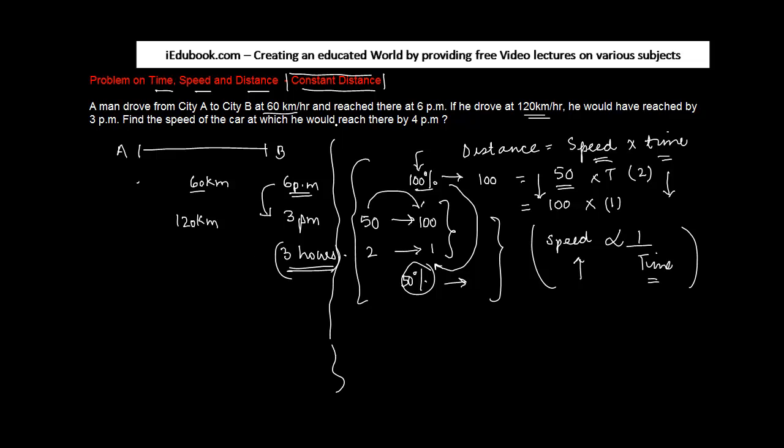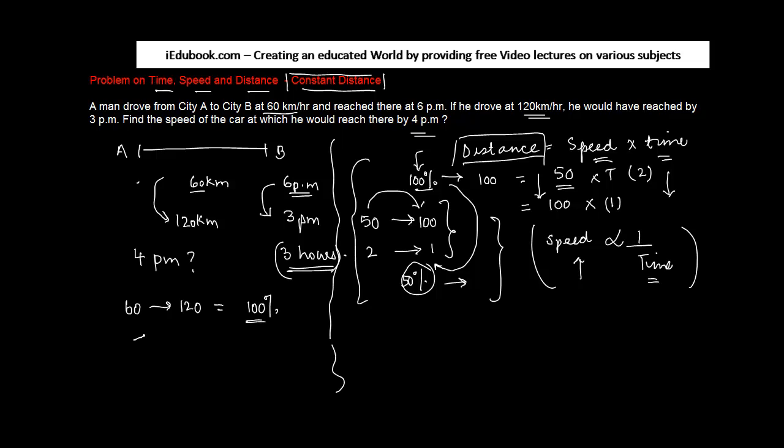Find the speed of the car at which he would reach there by 4 p.m. We need to find out, to reach at 4 p.m., what should be the speed of the car. Now, in these cases, as I told you, the distance is constant. So we need to play between speed and time. What is the increase in speed here? The speed is increased from 60 to 120, or 100%. It has been doubled.